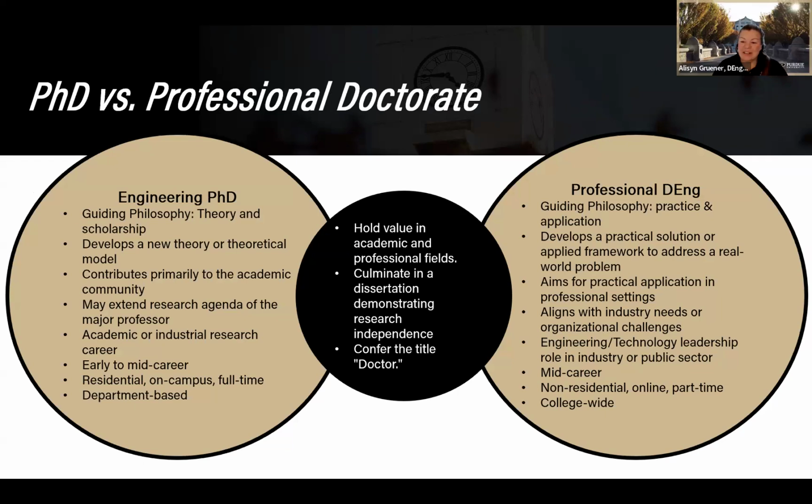Thanks, Ryan. A lot of times we get asked what the key differences are between a traditional PhD and a professional doctorate. I think this Venn diagram does a pretty good job of explaining it. Both degrees hold value in academic and professional spaces. They both confer the title of doctor, and they both have a huge emphasis on research. Beyond those similarities, though, they're very different programs, and who you are entering into the program will look very different whether you're on the PhD track or the D.Eng track.